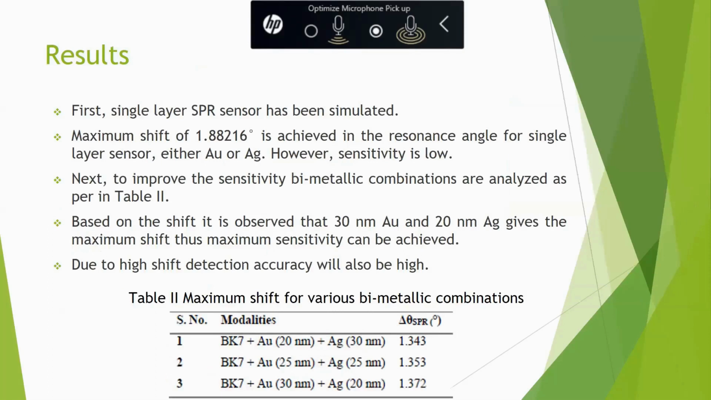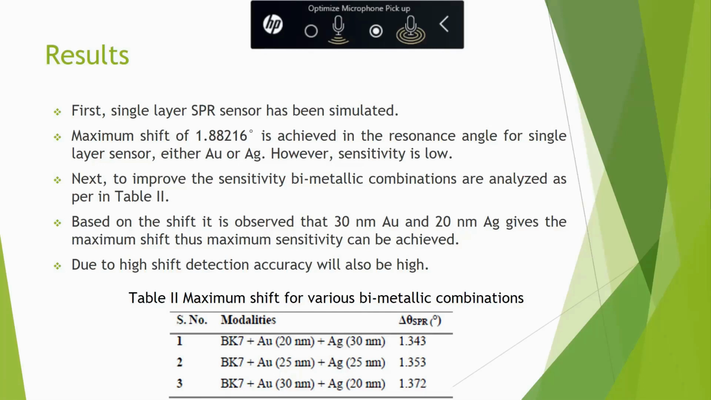For the initial study, we first took the single layer sensors, and from the single layer sensor we got a maximum shift of 1.88 degrees in angle. That is why we shifted to the bimetallic approach, for better detection accuracy as well as for the stability of our sensor. And from Table 2 you can see that the shift in angle is lesser than the single layer, but when we compare the detection accuracy, that was higher.